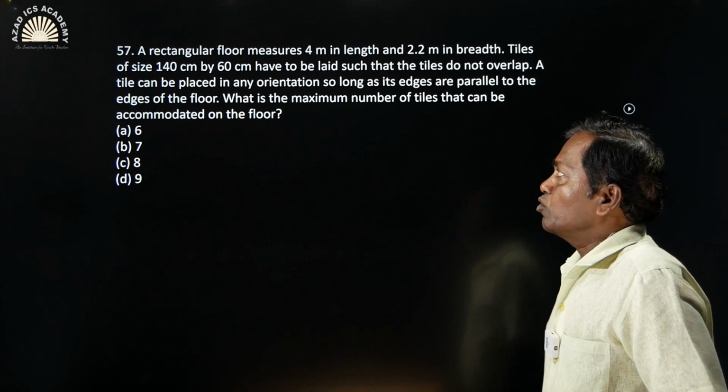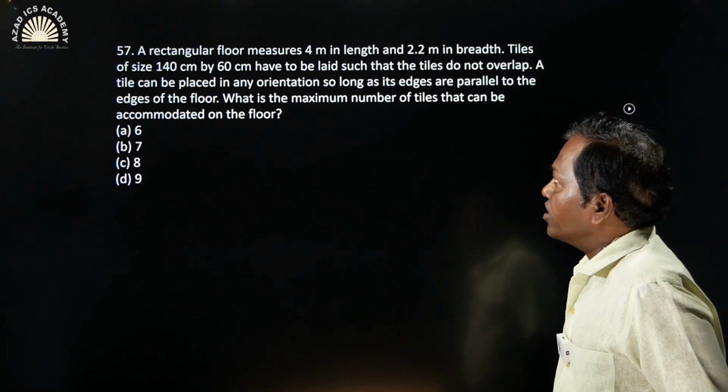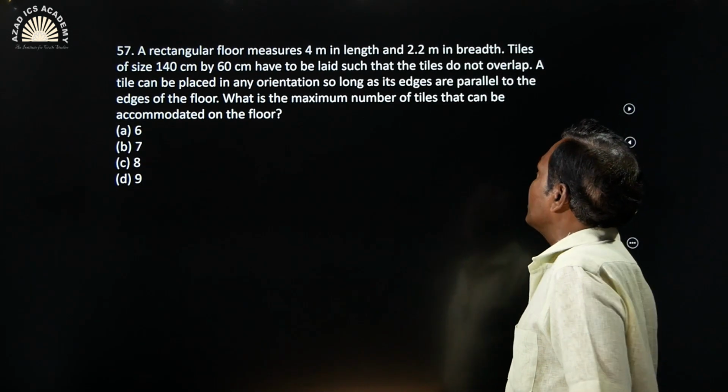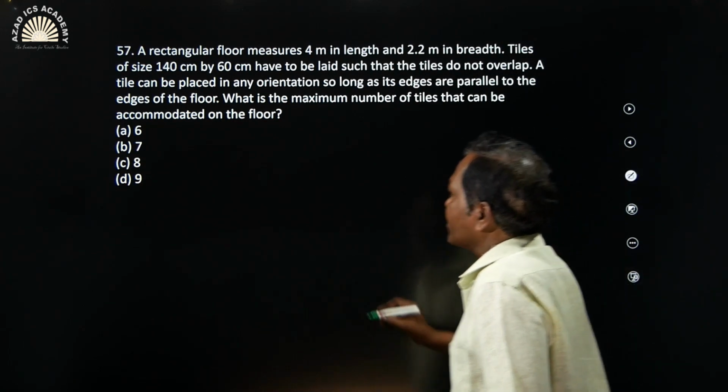Fine. See the question number 57. A rectangular floor measures 4 meters in length and 2.2 meters in breadth.